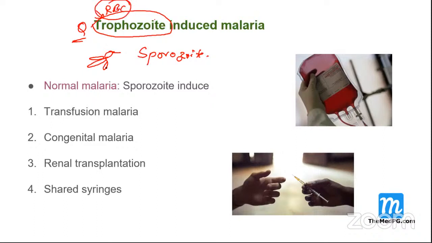So that is trophozoite induced malaria. It is a little bit different, but it can also happen in what situation? It can happen in the case of malaria infected blood. If it is transfused to some other healthy person, that person may catch what? Malaria. So in that infected blood, what will be present? Trophozoites. Yes. So trophozoite induced malaria can happen in case of transfusion, or in case of congenital malaria, that is mother to baby, or in case of renal transplantation. That means if you are transplanting a kidney from a malaria affected person, then there is a chance that the healthy non-malaria person may get malaria because of this infected kidney transplantation, or because of shared syringes. So these are all the different causes for trophozoite induced malaria.